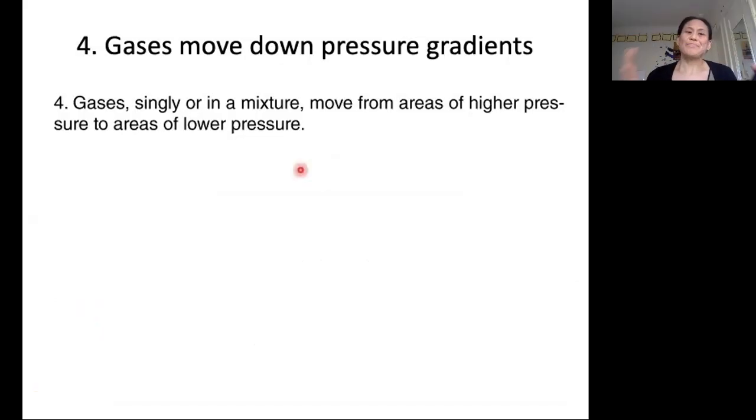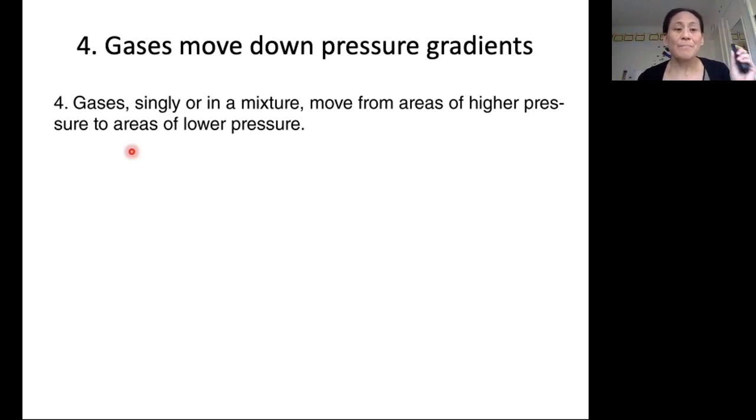Okay. So basically, this law states that gases move down pressure gradients. So gases, singly or in a mixture, move from areas of high pressure to areas of low pressure. Okay, so just like what we saw with liquids when we were looking at blood in the cardiovascular system, moving from areas of high pressure to areas of low pressure, air is also going to move from areas of high pressure to areas of low pressure. Okay. However, so I do want to point out, so that's what kind of governs our weather patterns. And also this is what governs the movement of air into and out of our lungs.